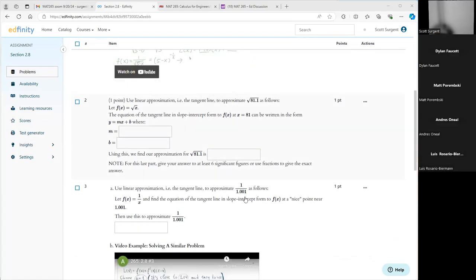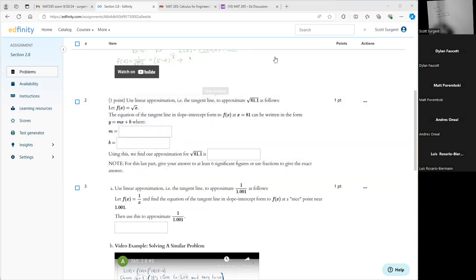So number two says use linear approximation, which is linearization. This is number two on 2.8. To approximate the square root of 81.1, we're going to start with the function f of x equals rad x, and we're going to create a tangent line at x equals 81. We're going to use it to estimate the square root of 81.1.